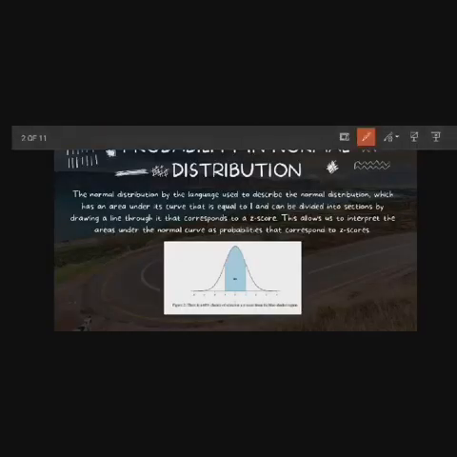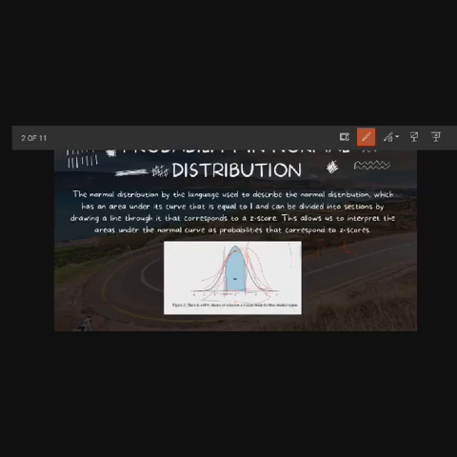So, a normal distribution has an area under its curve that is equal to 1 or 100%. It can be split into sections by drawing a line through it that corresponds to the z-score. So, this one. Because of this, we can interpret areas under the normal curve as probabilities that correspond to the z-score.